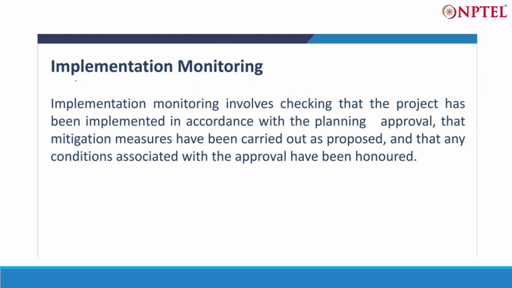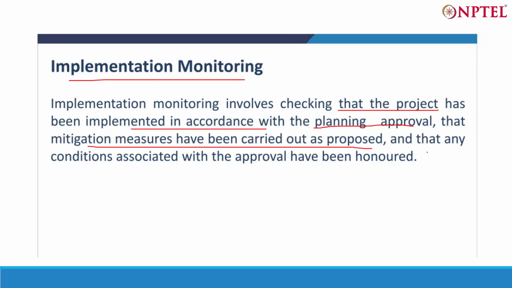So basically, when we see the implementation monitoring, it was checking that the project has been implemented in accordance with the planning approval, that mitigation measures have been carried out as proposed, and that any conditions associated with the approval have been honored. Okay, so this is what actually involves implementation monitoring.